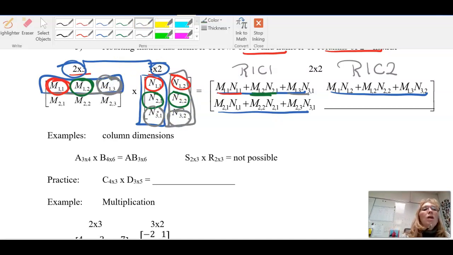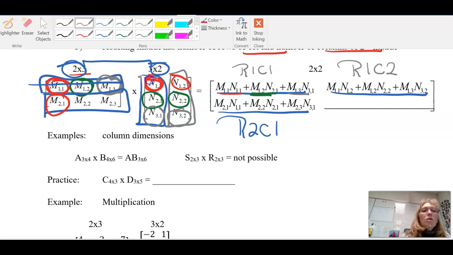Okay, now this one here, we're moving down. This is row 2, column 1. So that means I am done with this row, and I've moved on to this row. And I do the exact same thing. First times first, second times second, and third times third.